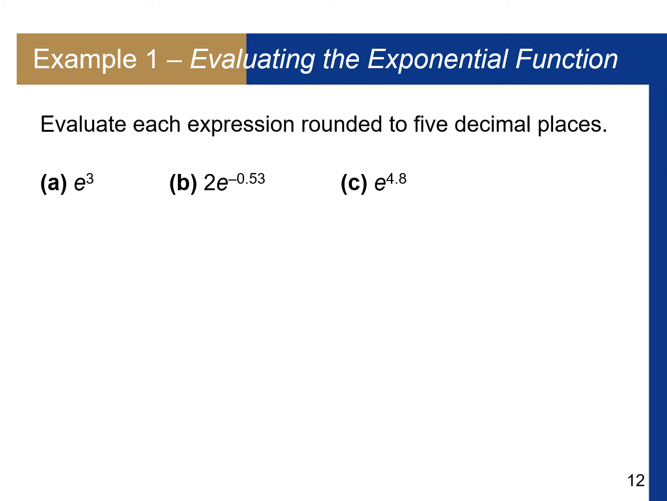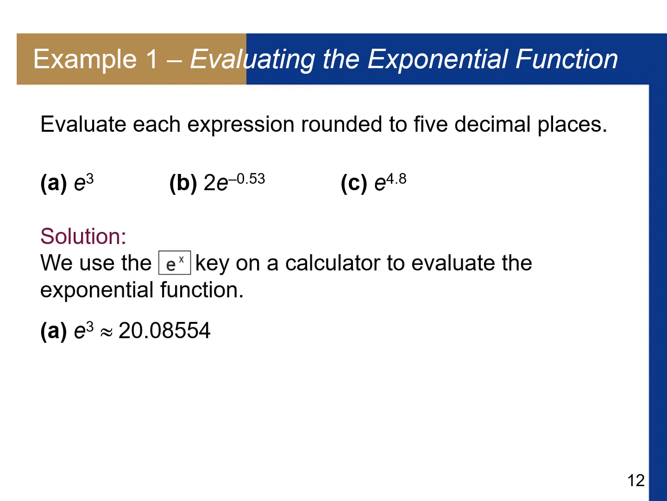So you can find this on your calculator if you look for your e to the x button, and we can evaluate. Here are 3 examples. e to the 3 is 20.08554 approximately. Again, these are all approximate because we're dealing with an irrational number. And e to the 4.8 is 121.51042 approximately.